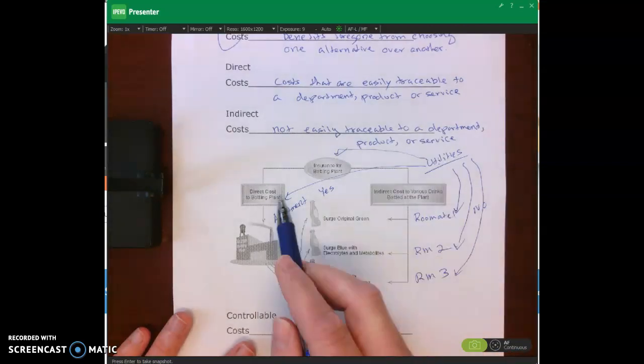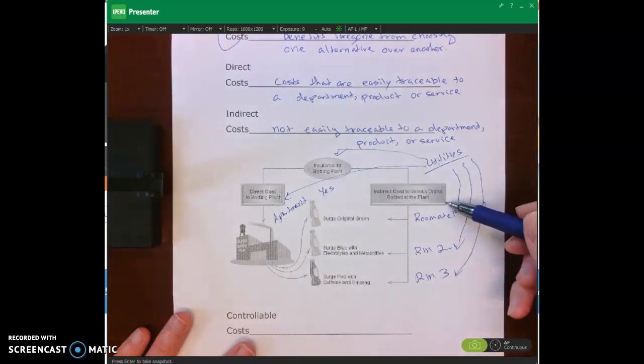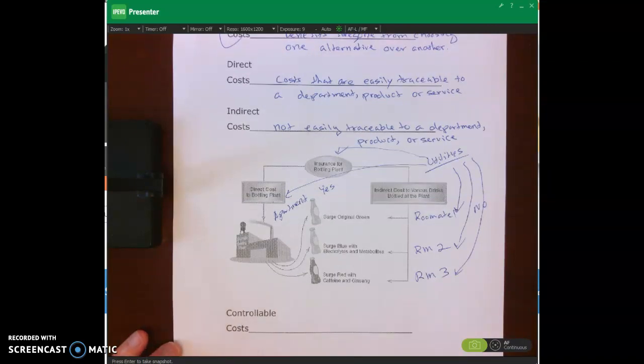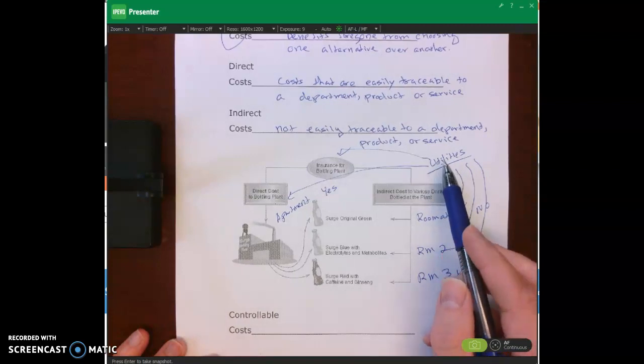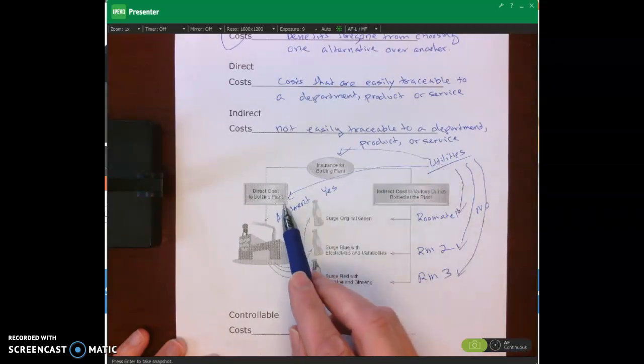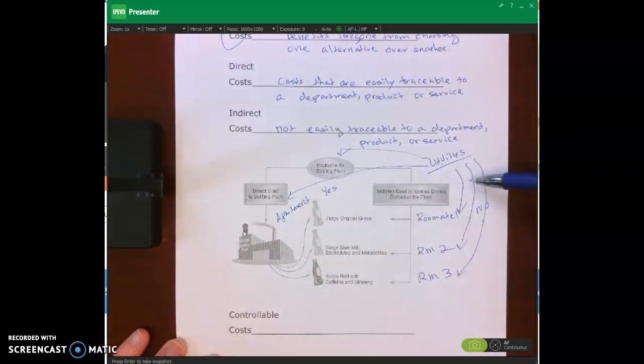Utilities costs are direct to the apartment. They are indirect with respect to each roommate because they can't be easily traceable. So that's another example for you to understand direct costs versus indirect costs. Again, just to summarize, those utilities costs are direct because they can be easily traceable to the apartment, and indirect because they can't be easily traced to each roommate.